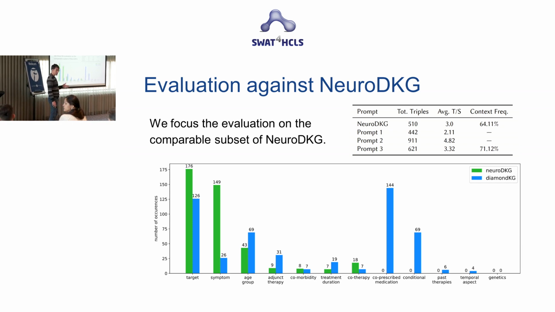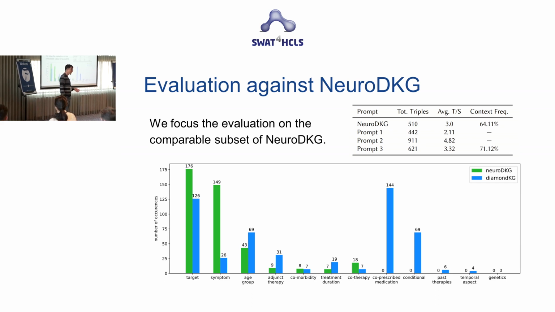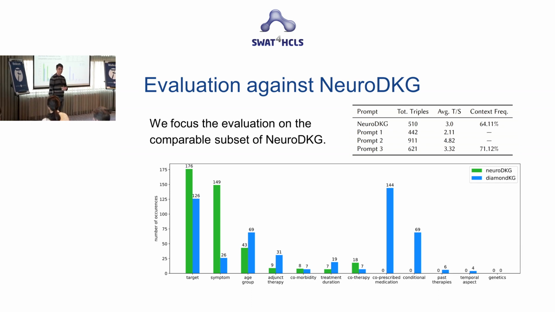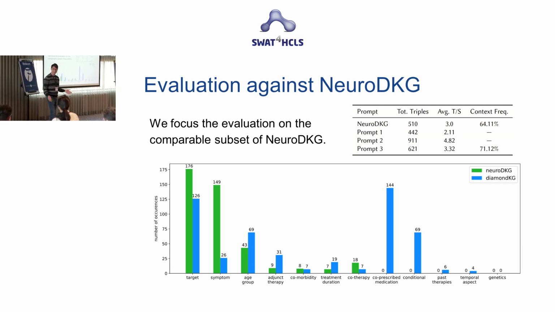And from this, we can also estimate the context frequency. So even in NeuroDKG, of the sentences that were manually curated, 64% had context information. In our automated extraction, we found 71% of the sentences. So the answer is somewhere probably between the two, okay? So this gives us our answer to the first research question, right? Somewhere between 64% and 71% of the sentences that are related to neurological disorders have a medical context.